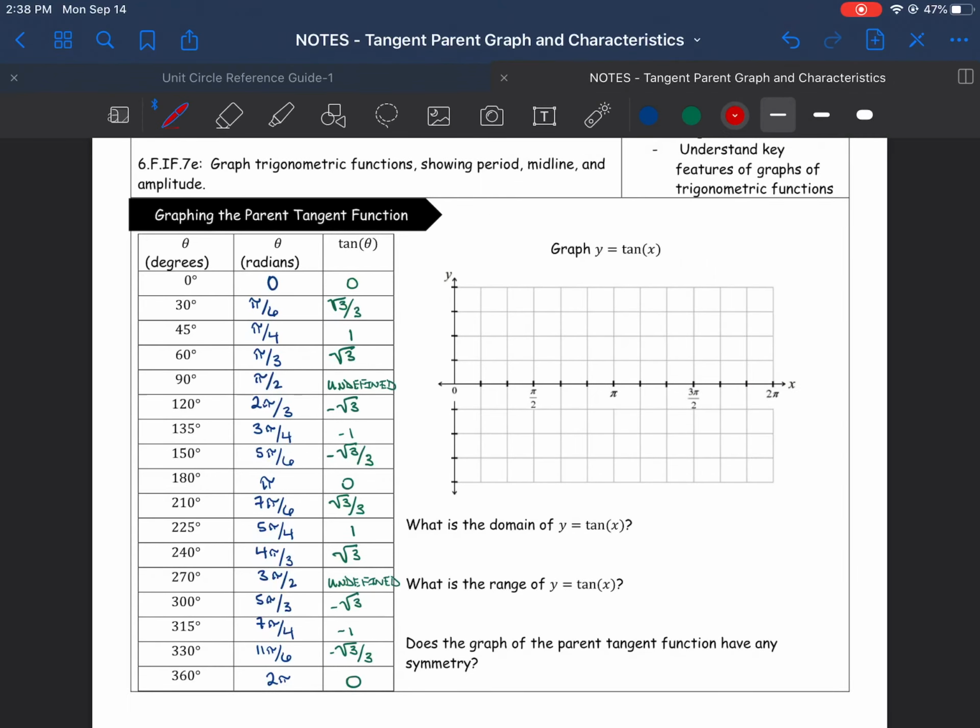So I can see that we have the point 0, 0. We have pi over 6, comma, square root of 3 over 3, which is going to be kind of hard to estimate. We have pi over 4 and 1, which again are kind of hard to estimate. But we can see that we have undefined tangent values at pi over 2 and 3 pi over 2. So what that means is we have some asymptotes. So I'm going to go ahead and draw in some asymptotes here. Okay, these are the points where the tangent is undefined: pi over 2 and 3 pi over 2.